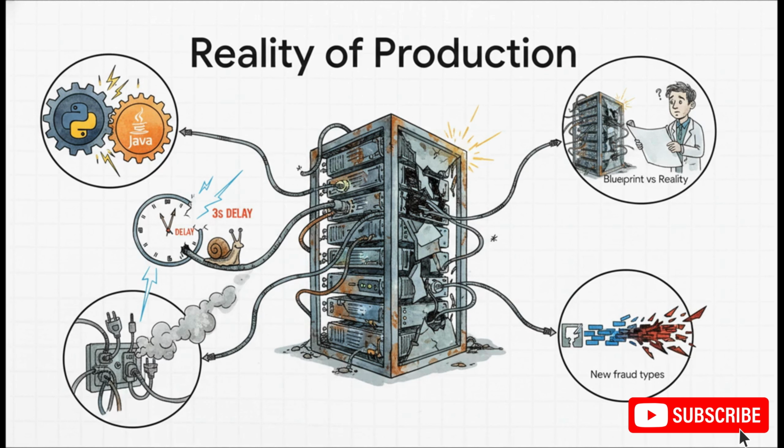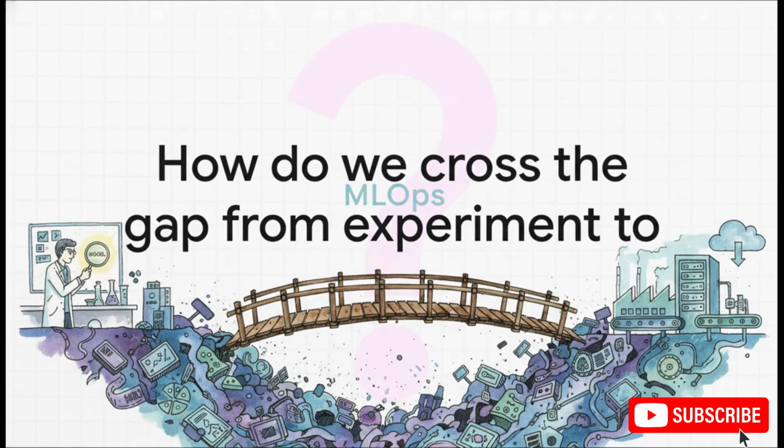And the real kicker? A month later, fraudsters have come up with new scams the model has never even seen before. That's called data drift, and it makes your model obsolete fast. So that brings us to the big question, right? How do you possibly cross that huge gap from a successful experiment to a system that's actually ready for the real world? The answer, my friends, is MLOps.